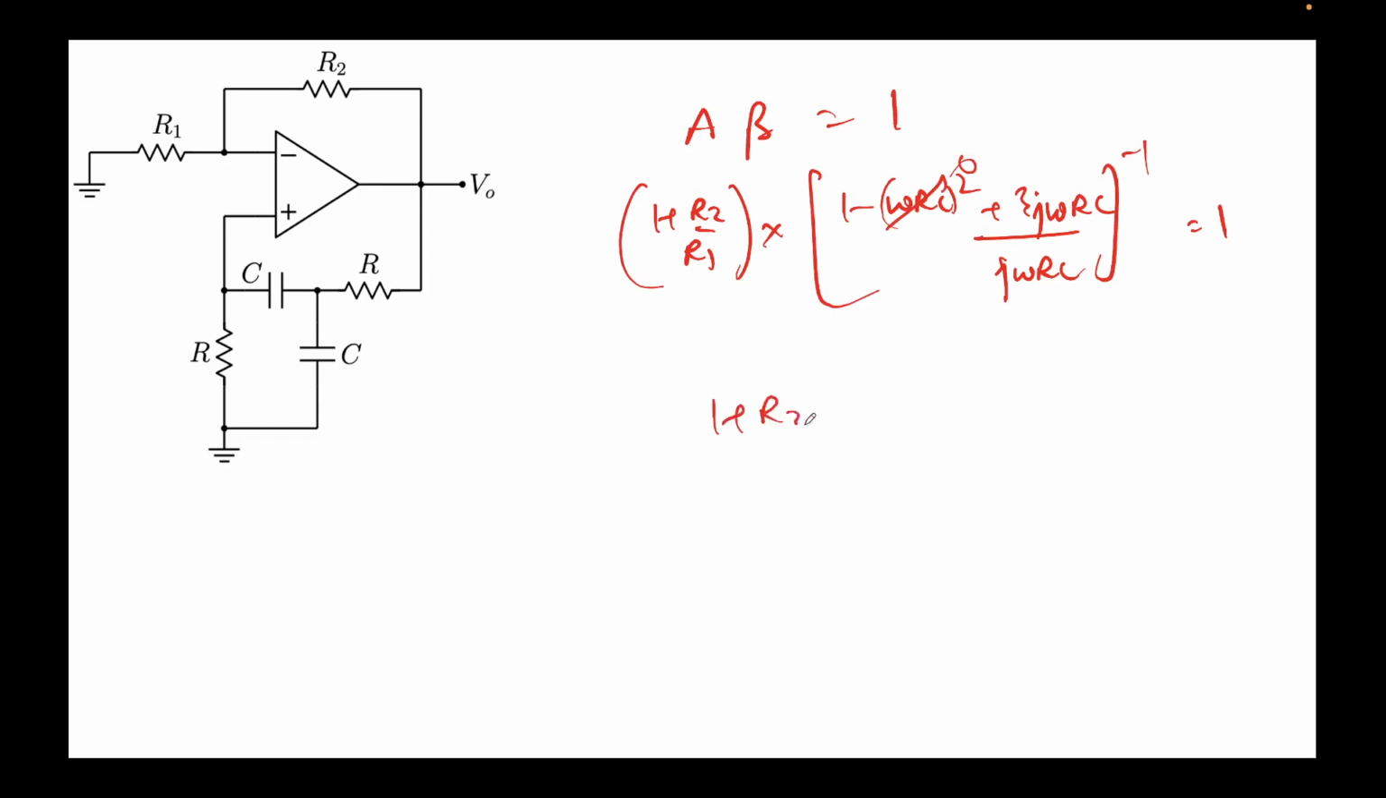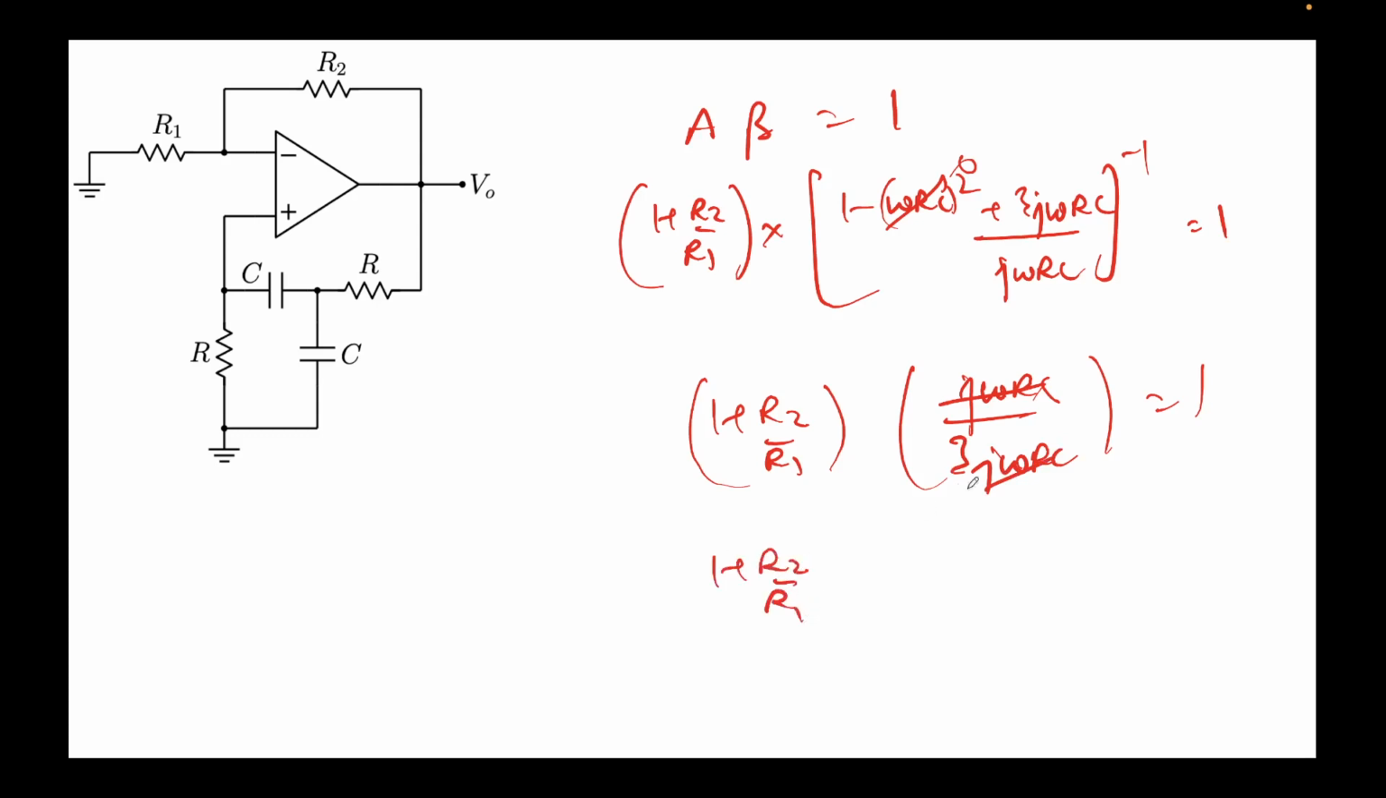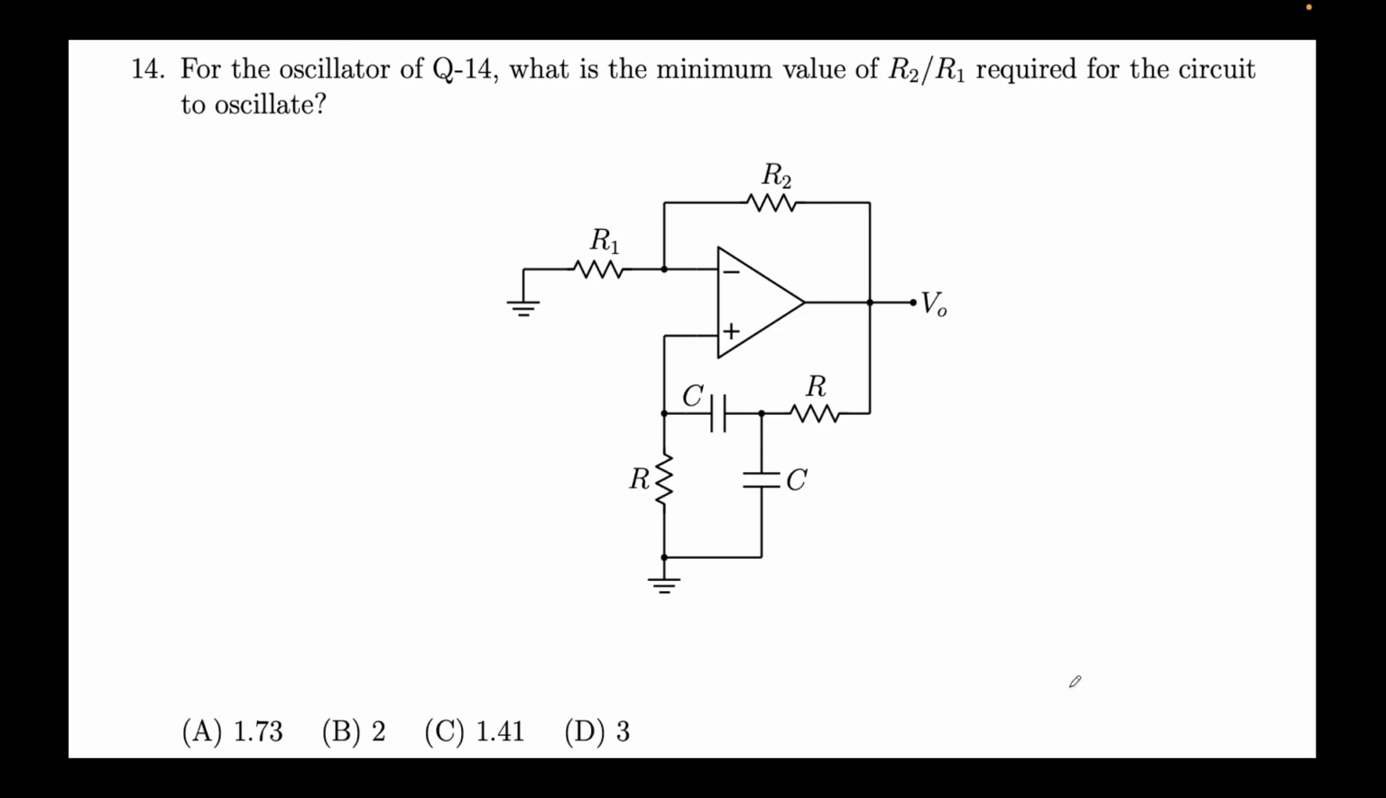So we get 1 plus R2 over R1 times j omega RC over 3 j omega RC. This should be equal to 1. This term gets cancelled, so 1 plus R2 over R1 comes out to 1 by 3, which must come, right? This turns out to be 3. So we get R2 over R1 equal to 2. So R2 over R1 must be equal to 2, which happens in this question.